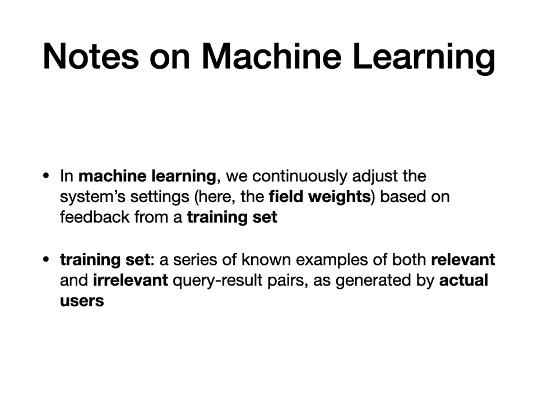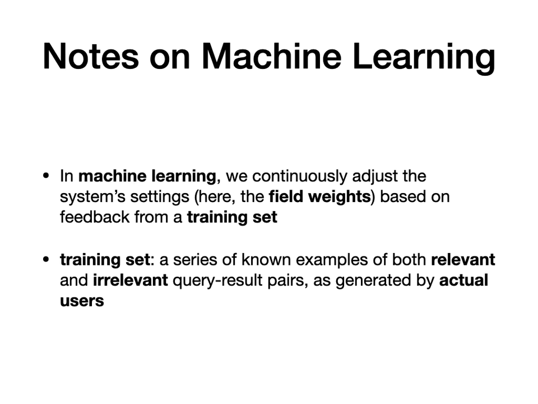So in machine learning world, what's the basic idea? We are giving the machine an algorithm so that it can learn something on its own, not given just an exact instruction set from us. So what we can do is continuously update the settings, the field weights in this case, based on feedback from a training set.